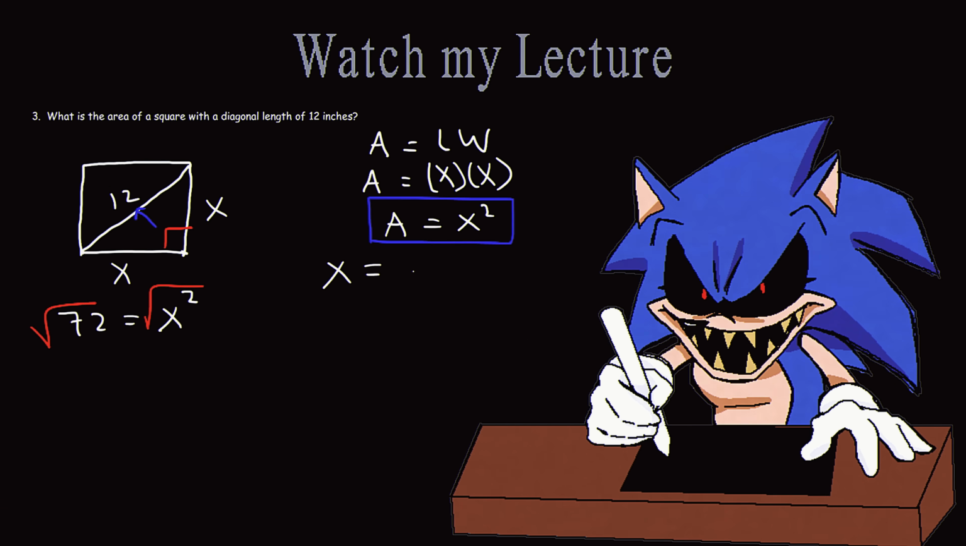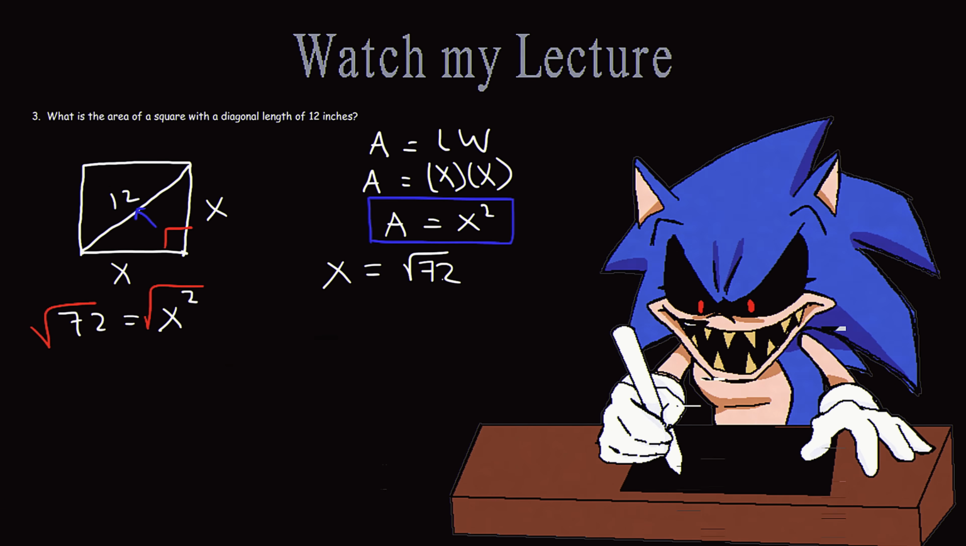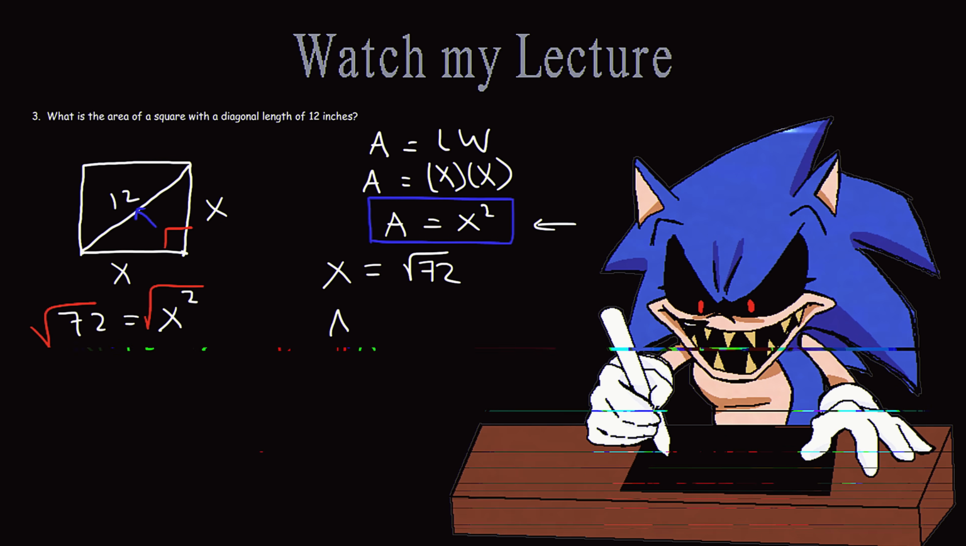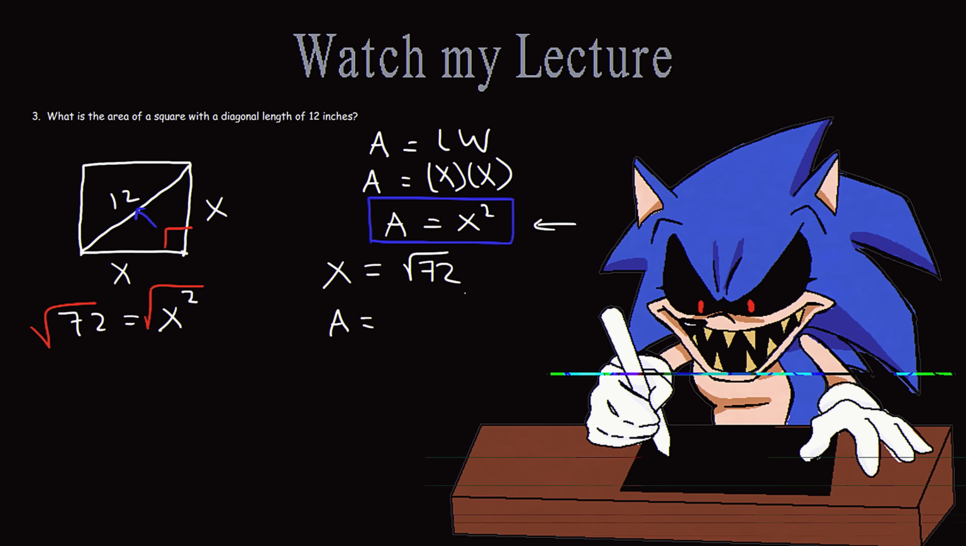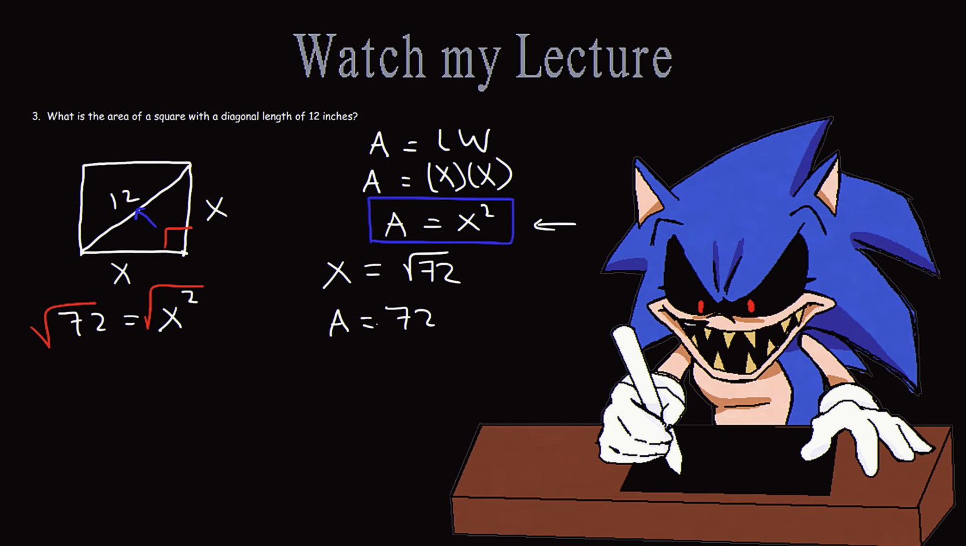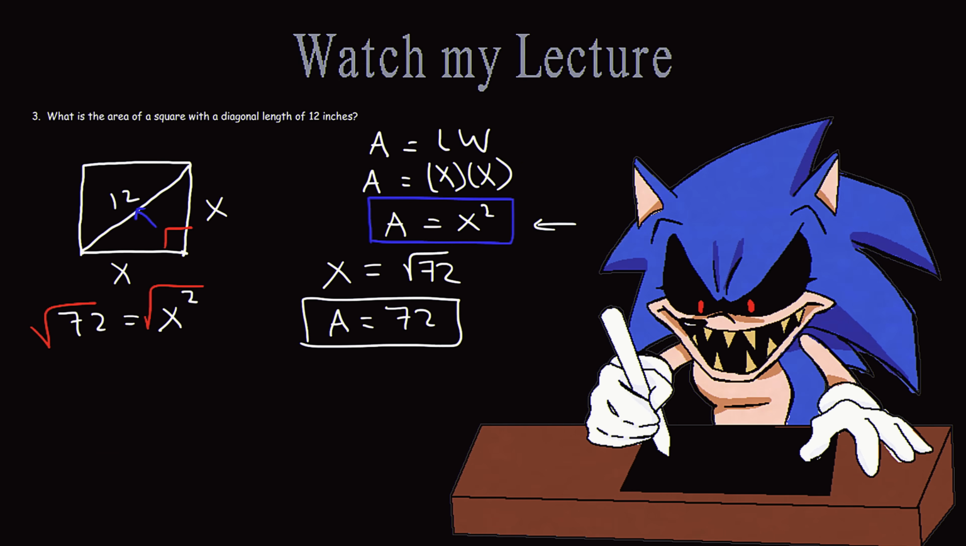So x is equal to the square root of 72. Now a is equal to x squared. And x squared is 72, so a is just 72. So that's the area of the square.